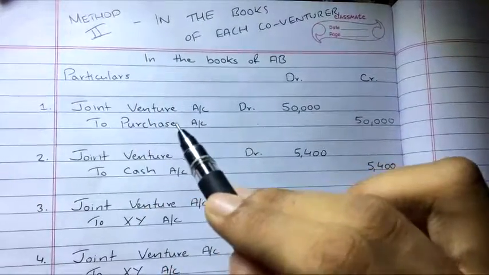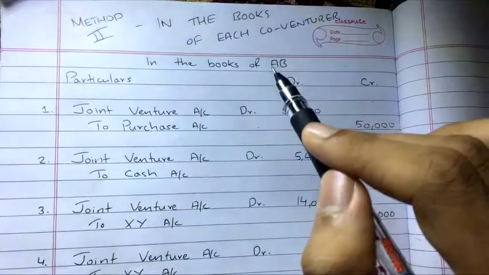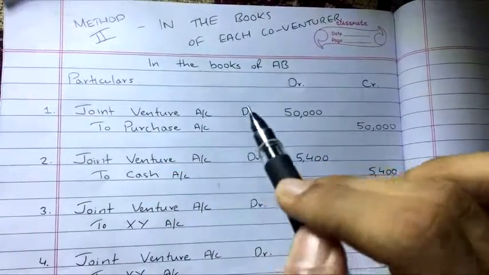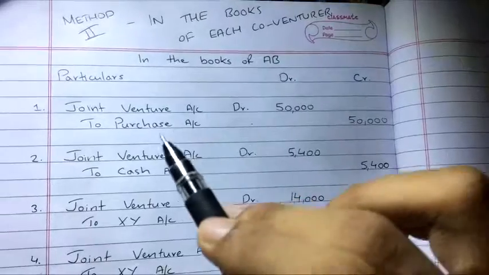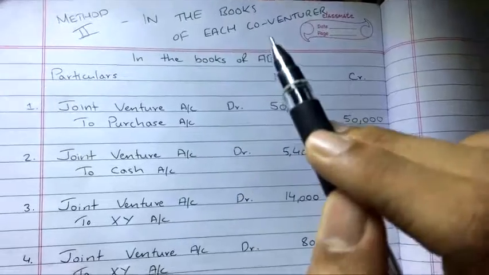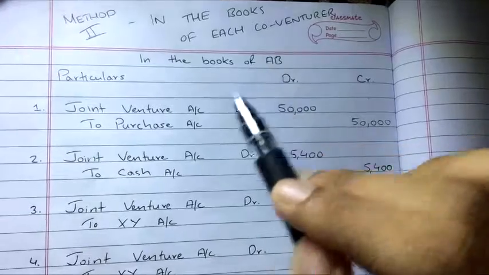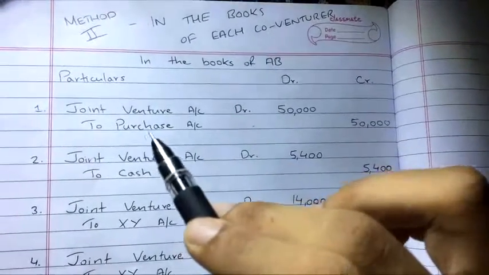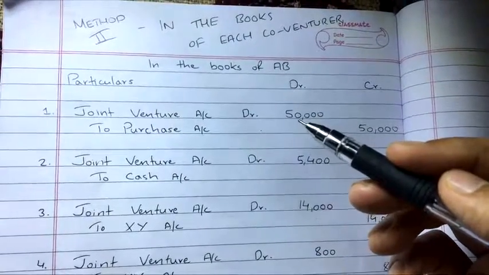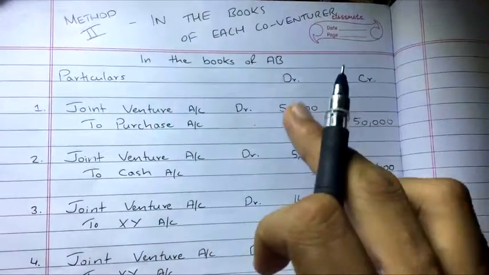Now why are we taking purchase account instead of AB's account? Because AB supplied those goods, right? AB was the co-venturer, so the co-venturer account was supposed to come over here. It was supposed to be joint venture account debit to co-venturer account, but here purchase account is coming. That is because we are preparing the journal entries in the books of AB, so we cannot take AB's account in his own books. So we have to take purchase account because AB had to purchase those goods and then he supplied those goods to the joint venture. So the first entry is joint venture account debit to purchase account, 50,000.